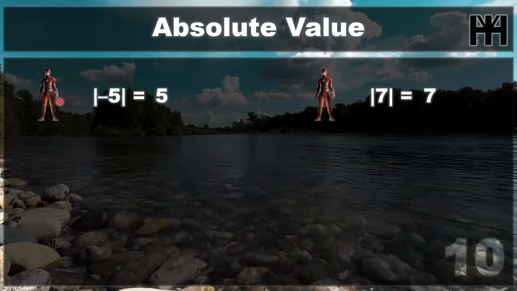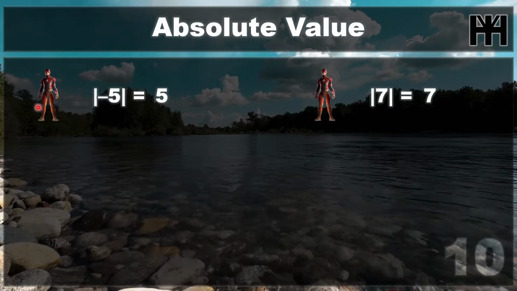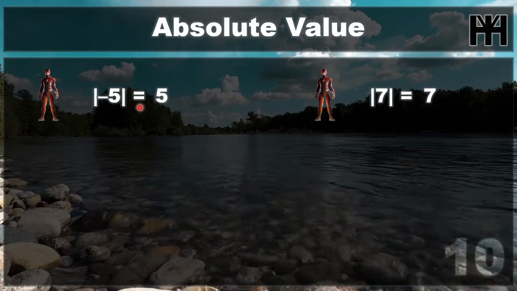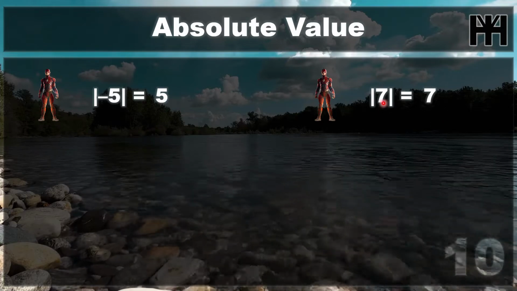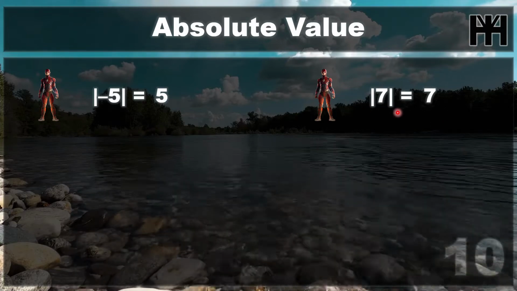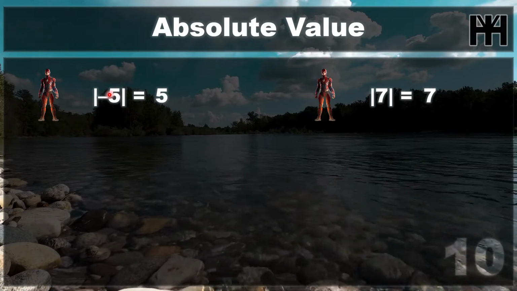So the absolute value only takes out the negativity. So when we have the Reverse Flash, it takes out the negativity, so we have the Flash, or when we have the negative Flash, it gives us the Flash. So here when we have a negative number, it will give us a positive number. If we have a positive number, it will do nothing to it. So its job is just to remove the negative.